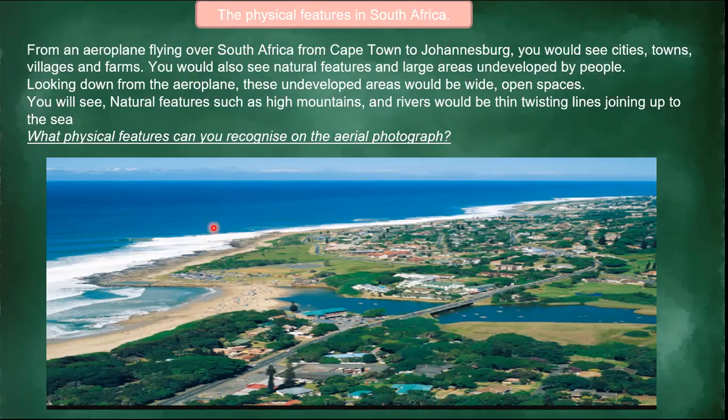Lisedi on the group chat says oceans and streams. Katleho says, I see trees. Yes, who else? That is correct, guys. Let's move on. You will see trees, sand, seas, and other things, and rivers as well.